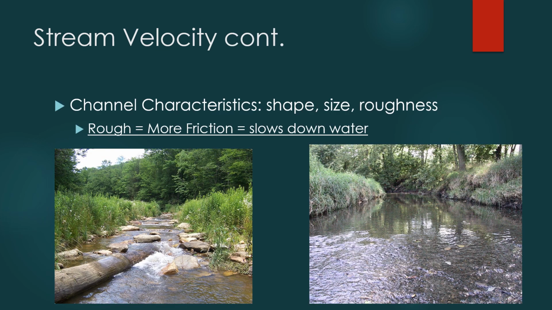Stream velocity also depends on certain channel characteristics: the shape of the channel, the size of the channel, and in particular the roughness of the channel. The rougher the channel is, the more stuff that's in the stream channel that the water has to flow around, that creates more friction against the water as it's flowing, and that slows the water down. If you look at this picture on the left, sometimes if a little river is eroding its channel too much, we will artificially dump in some stuff like boulders and logs to create some friction to slow the water down to reduce the rate of erosion.